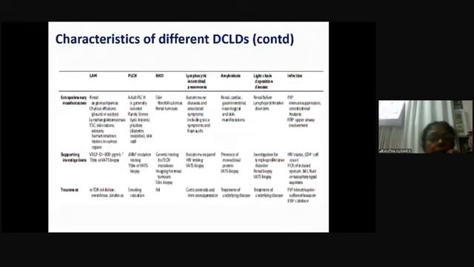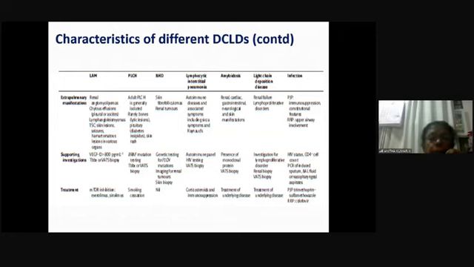And extrapulmonary manifestations for LAM, you have to look out for renal angiomyolipoma, chylous effusions, lymphangioleiomyomas, and other TSC lesions. PLCH is generally isolated, but rarely you see lytic lesions in the bone. And pituitary stalk, if it is involved, patient can have diabetes insipidus.